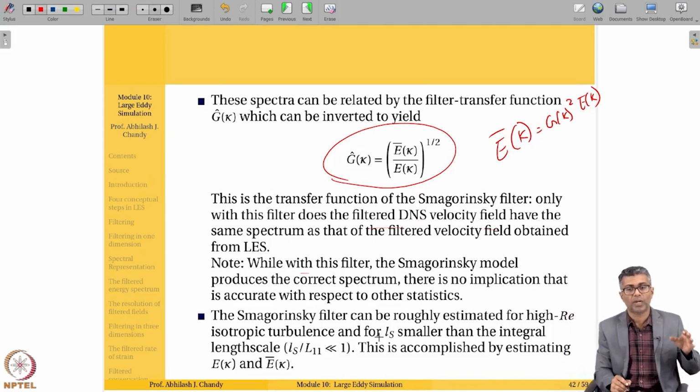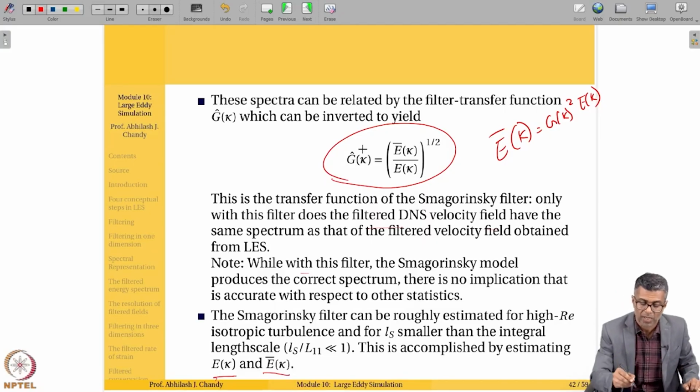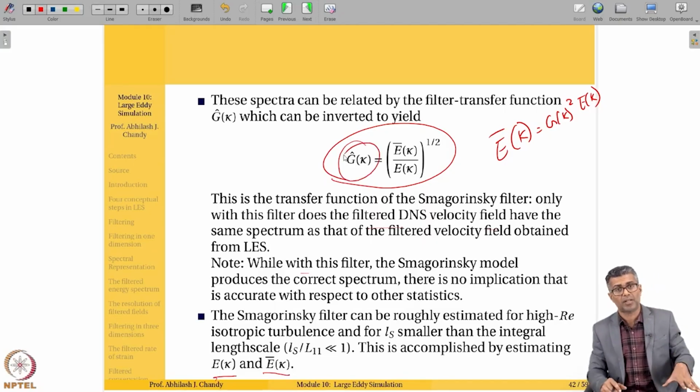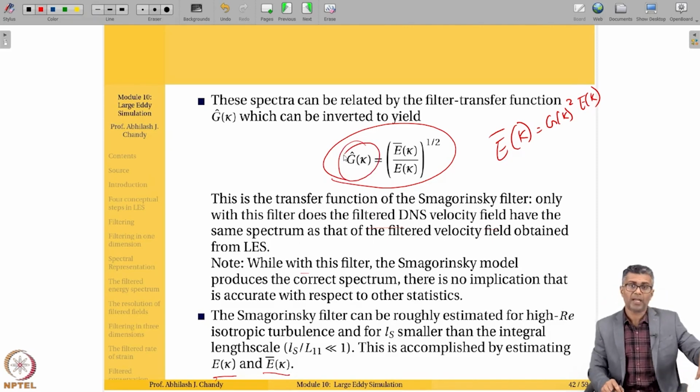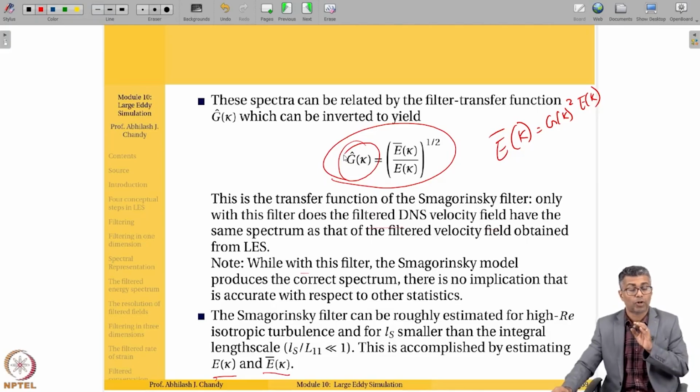So the Smagorinsky filter, you can estimate it for high Reynolds number turbulence, and for LS smaller than the integral length scale, so basically LS much less than L11, or LS over L11 much less than 1. You can get what the filter is by estimating E of kappa and E bar of kappa. Remember, this G hat of kappa never appears in the equations. You can get it by estimating the filtered spectrum and the actual spectrum obtained from DNS. If you use those two, you can get the filter. But otherwise, the filter does not appear explicitly. I'm not talking about a filter width. I'm talking about a filter G of kappa.